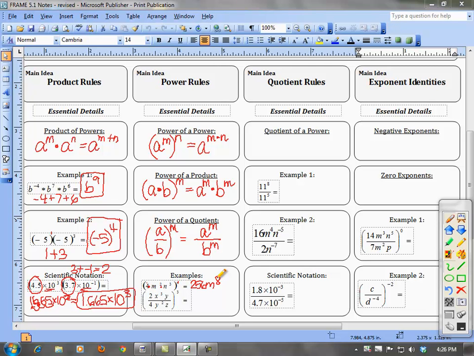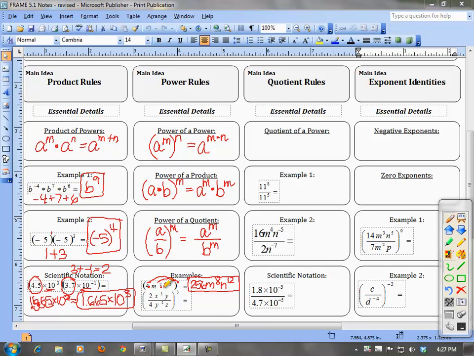N cubed to the 4th means I multiply the exponents, I get n to the 12th. There's my answer. Okay, so there are three different things, 4, m, and n, so I take the fourth power to each of those. And you can think about it in terms of a distribution.